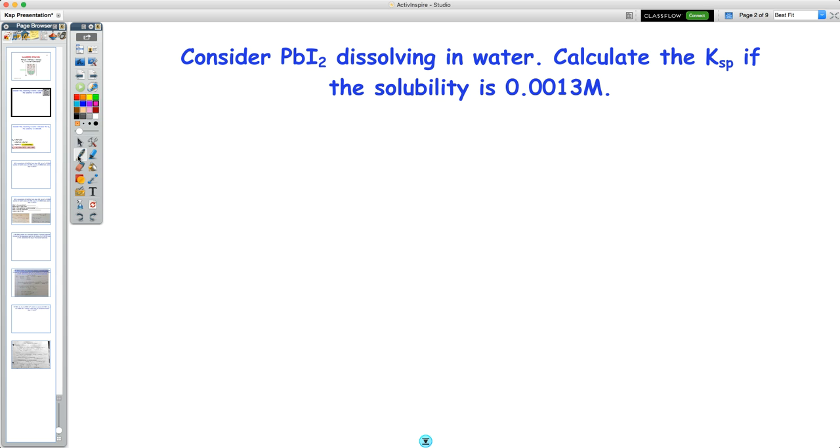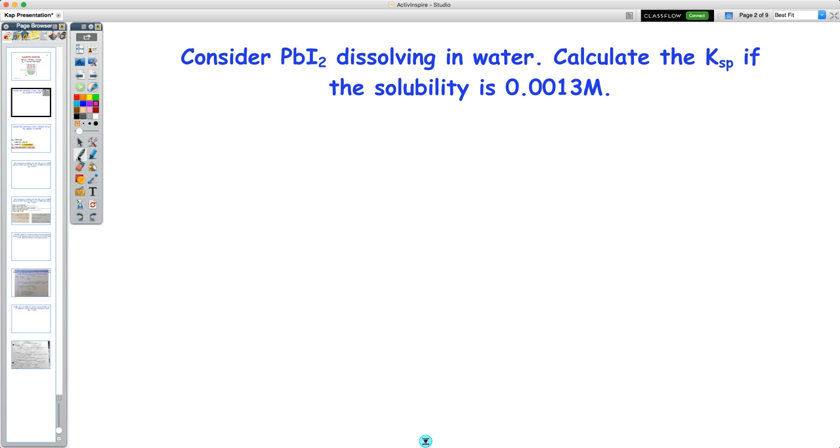Solubility isn't black or white, soluble or insoluble. There's actually a really big spectrum of things that are highly soluble, slightly insoluble. Your book probably lists about 20,000 ways to think of it. So the first problem we're going to do says, consider lead iodide dissolving in water. Calculate the KSP if the solubility is a certain number.